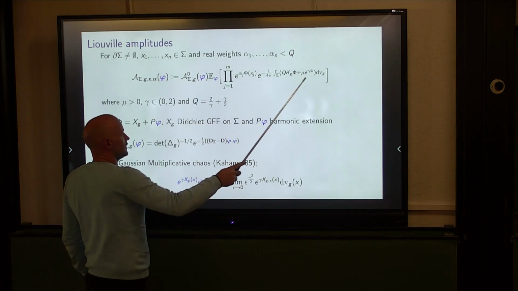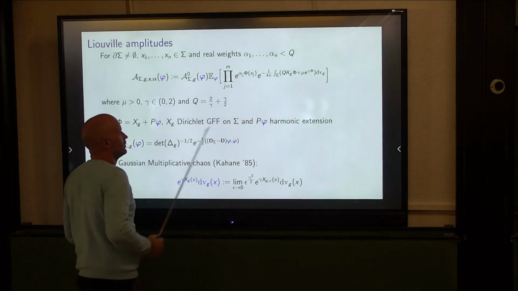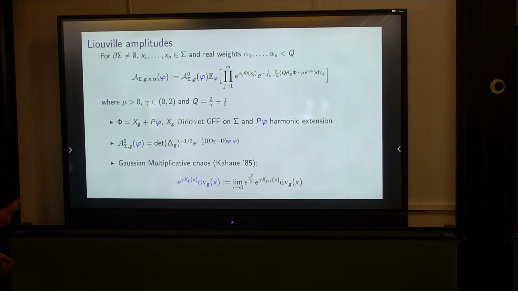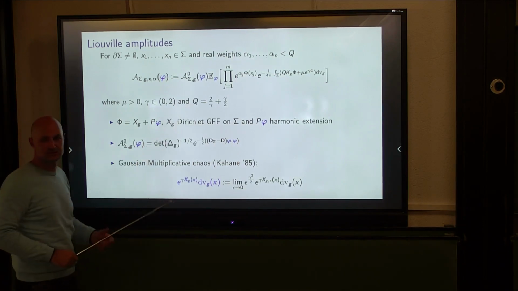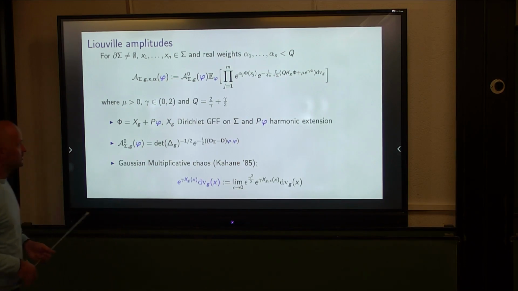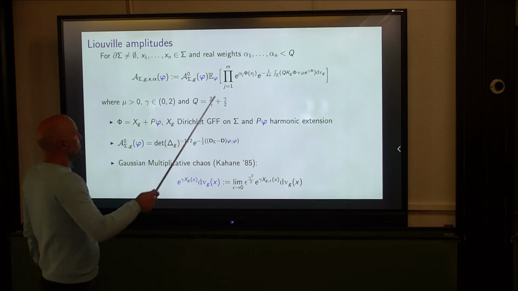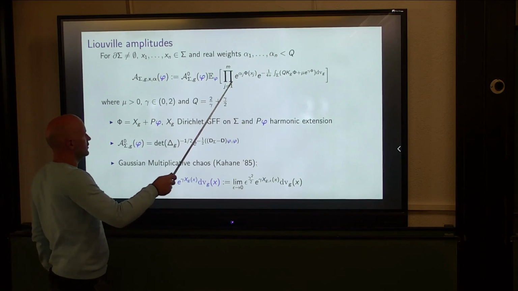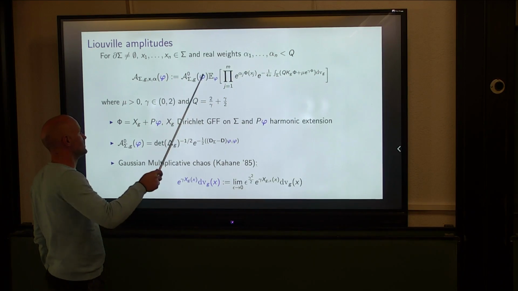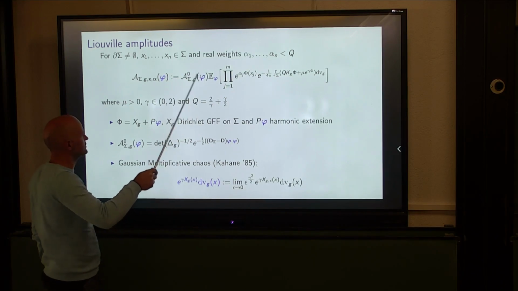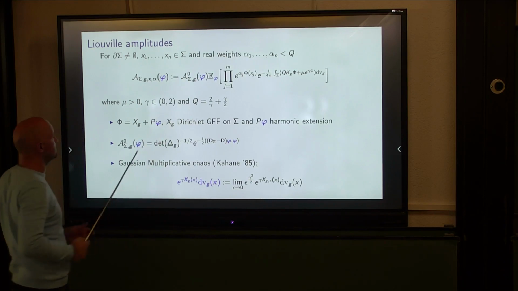Here you see that you have the terms appearing in your Liouville action up to the gradient squared, but the gradient squared is hidden in this expectation with respect to the Dirichlet GFF. So this is exactly the path integral conditioned on the boundary values, but what keeps track of the gradient squared is this free field amplitude here, A0.